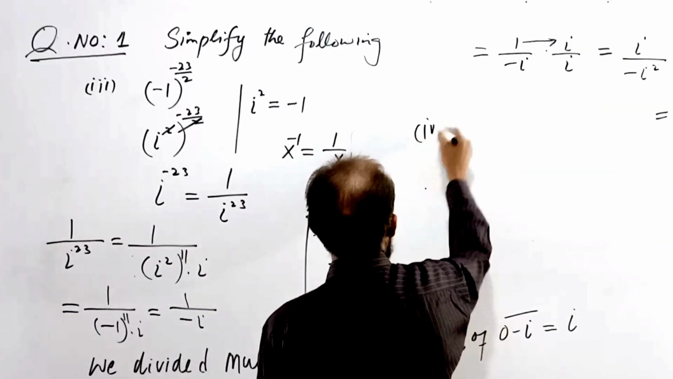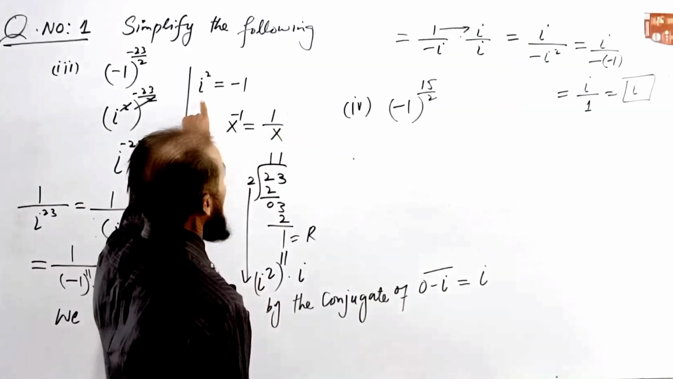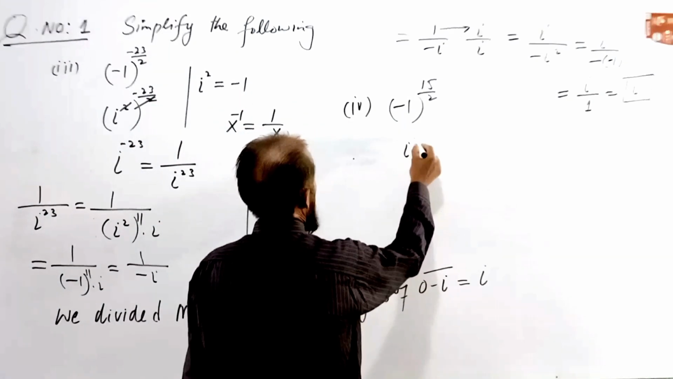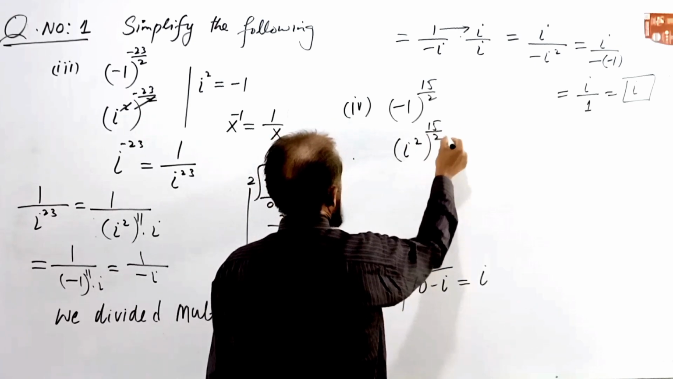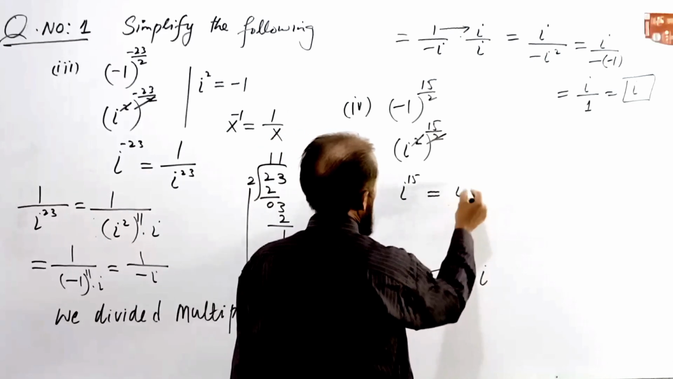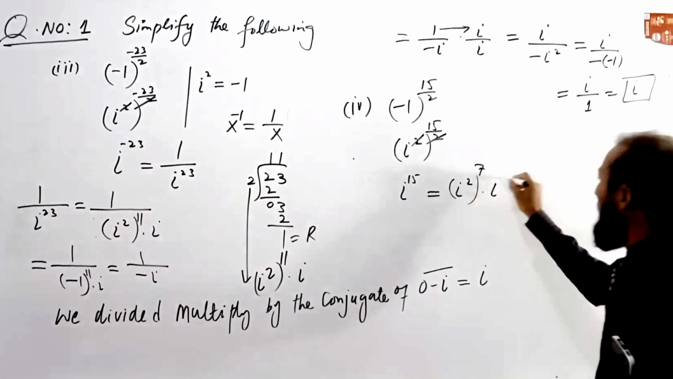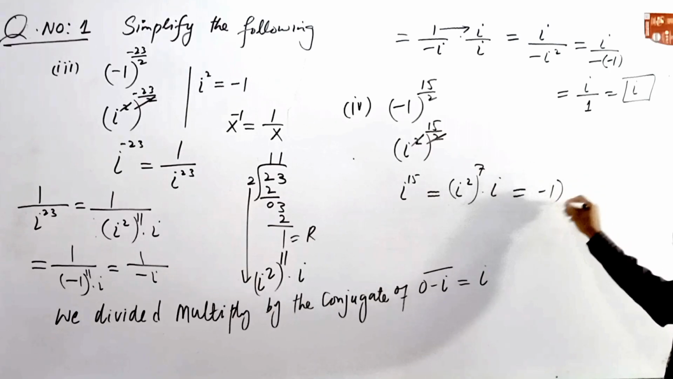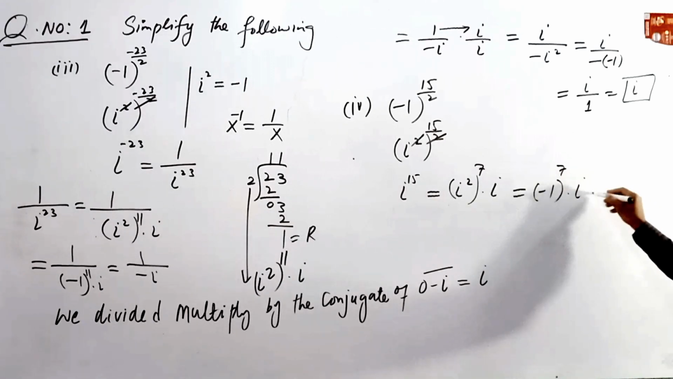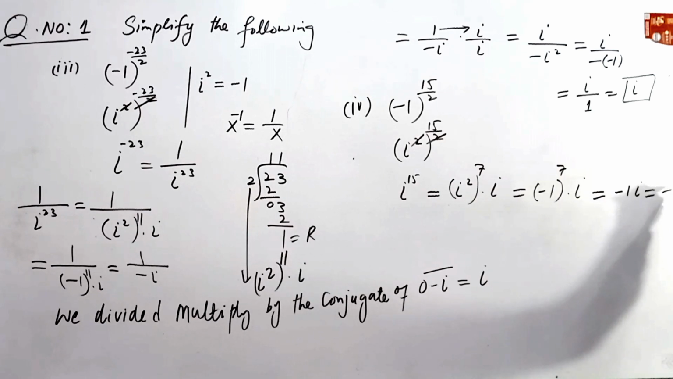On the same question, part 4: i^15 over 2. The same process here: iota square is equal to -1. In the place of -1 we put iota square. 15 over 2, the 2 cancels, we get 15. So how can we write this one? Iota square power 7, 7 times 2 is 14, and also iota. Now we put (-1) power 7 into iota. Here the power is odd, so we get -1 into iota, and the answer is minus iota.